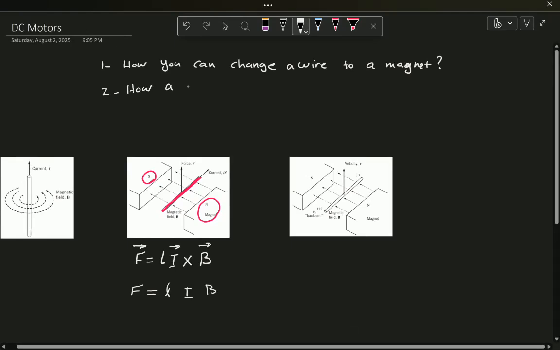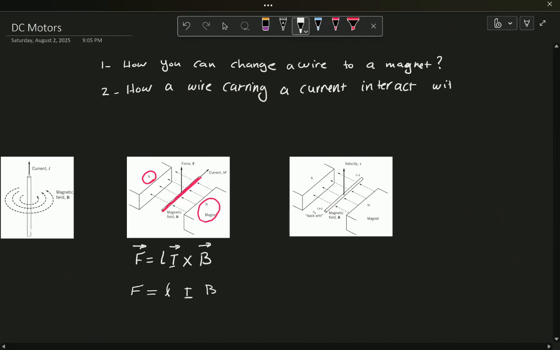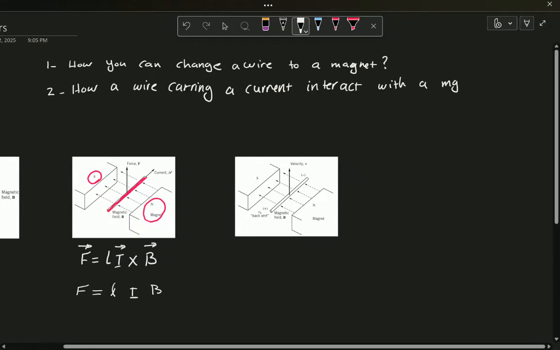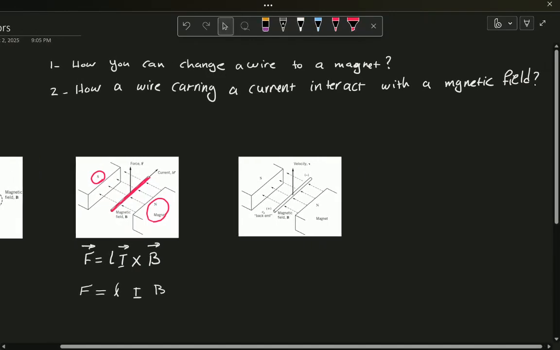So the second law was how a wire carrying a current interacts with a magnetic field.